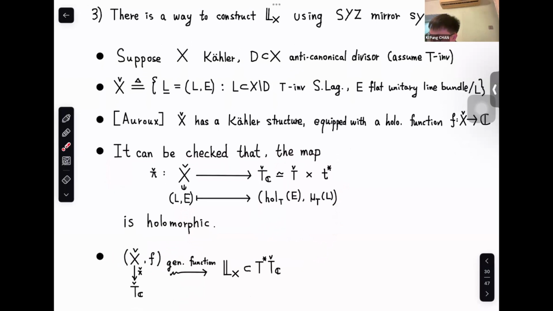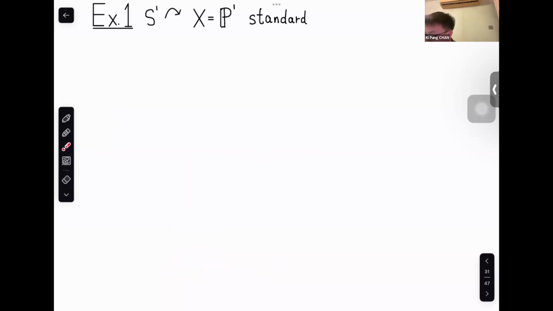Okay, so now we are in this situation. We have X check and we have a function f, and also a map to TC check. So there's a way to produce a Lagrangian in T star TC check that is called the generating function. That's a method in classical symplectic geometry. So let me give you an example.